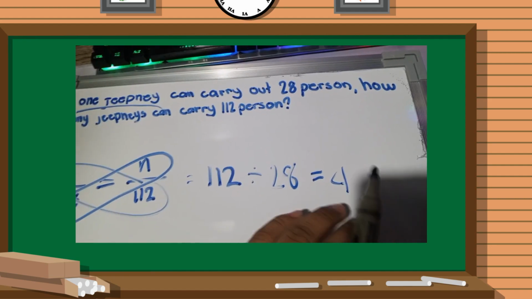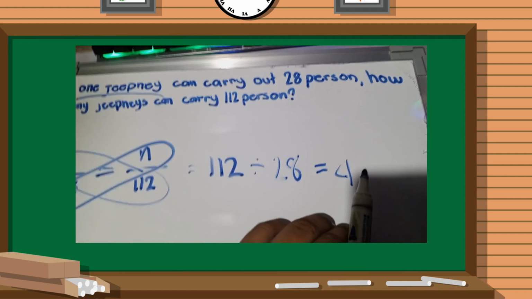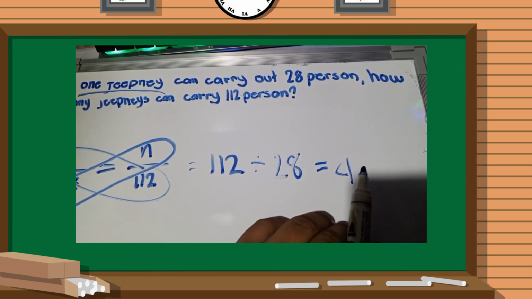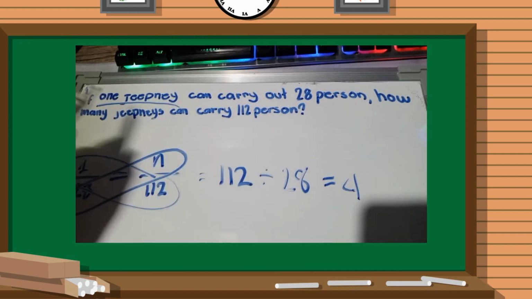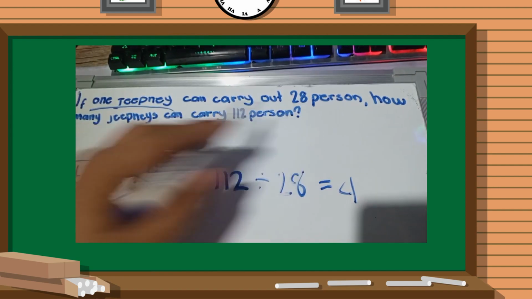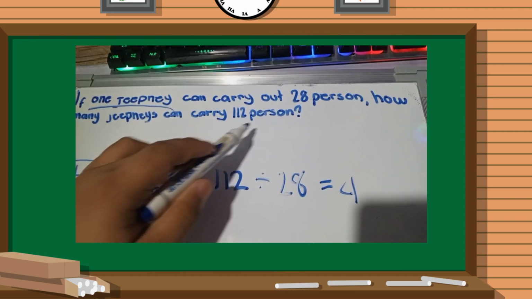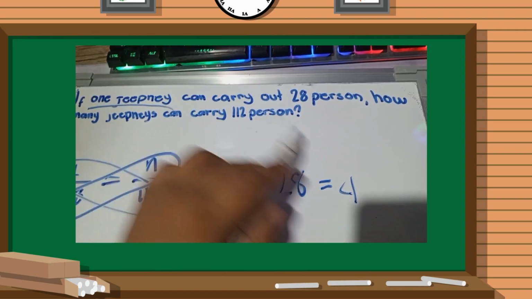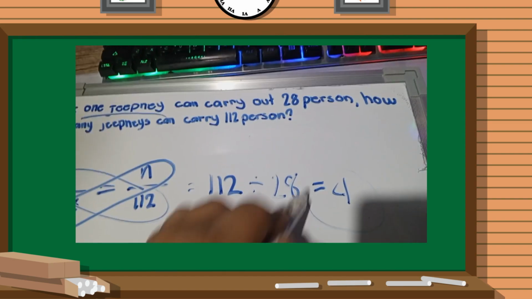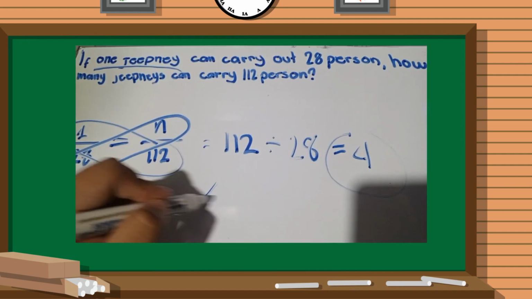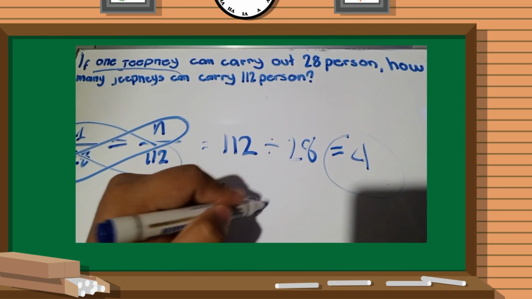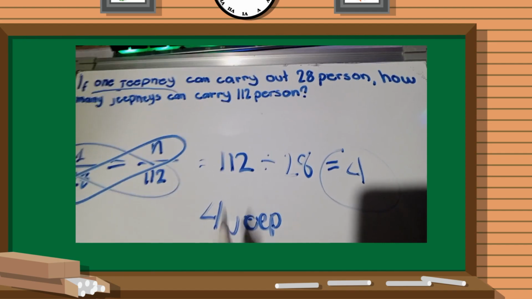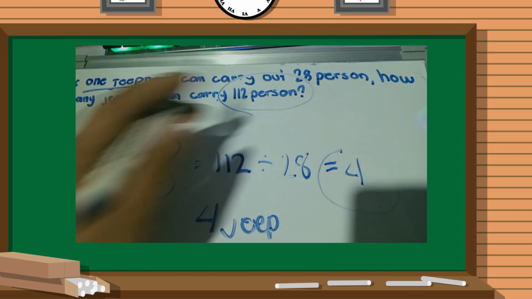Now that we have the answer, we can answer the question. The question is, if one jeepney can carry 28 persons, how many jeepneys can carry 112 persons? We can conclude that 4 jeepneys can carry 112 persons.